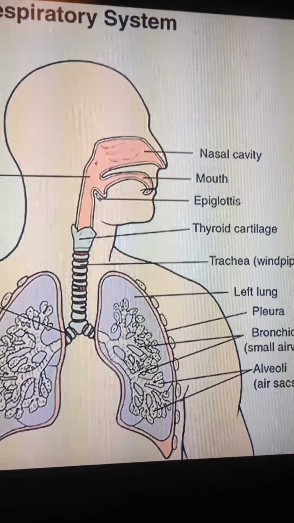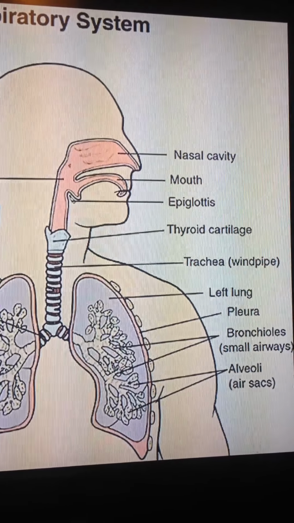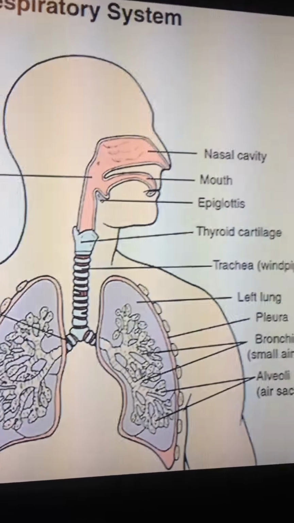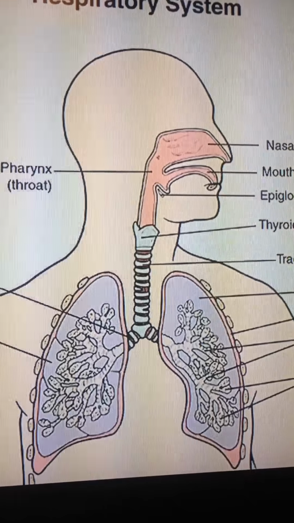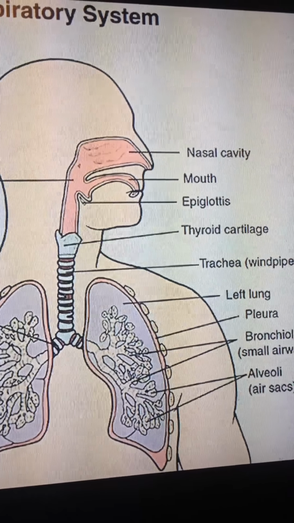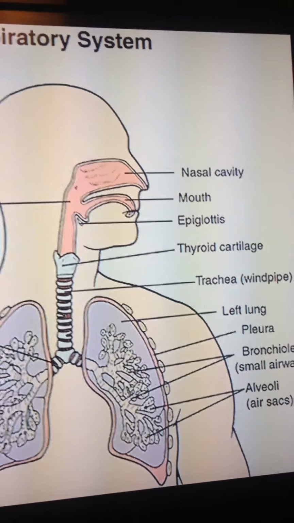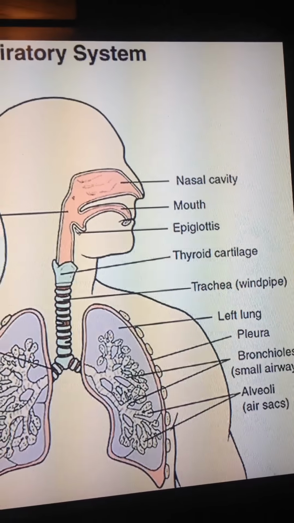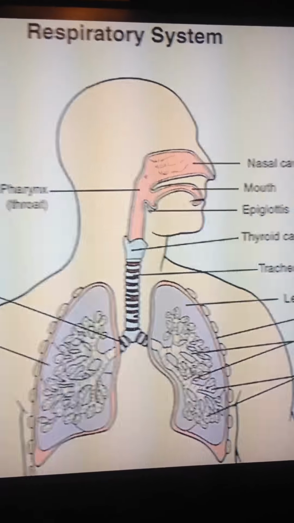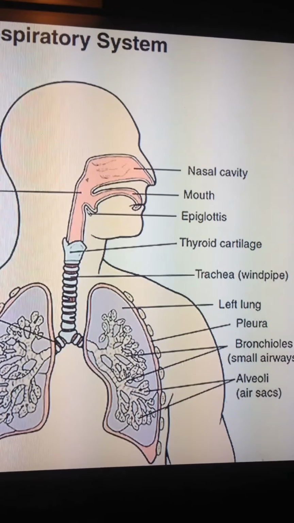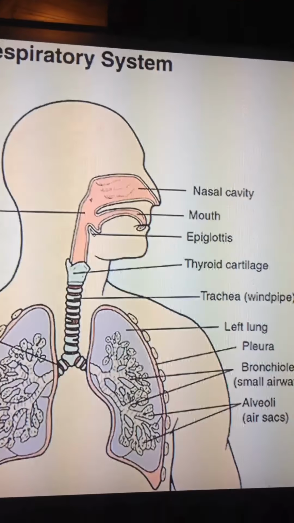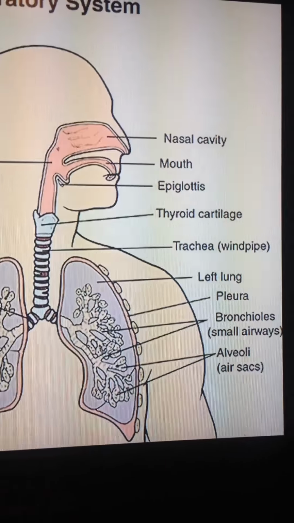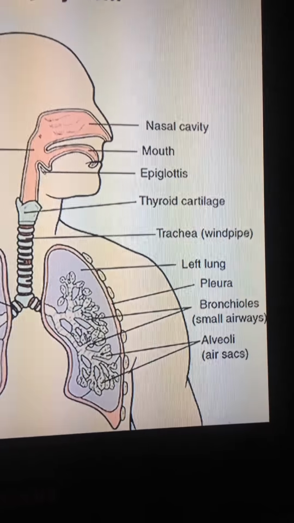And through the trachea we then go to the bronchi, which enables a splitting of tubes into both the left and right lung. And then when we enter the lungs, we have the bronchioles, which are smaller airways which enable a higher surface area for more diffusion at the alveoli.